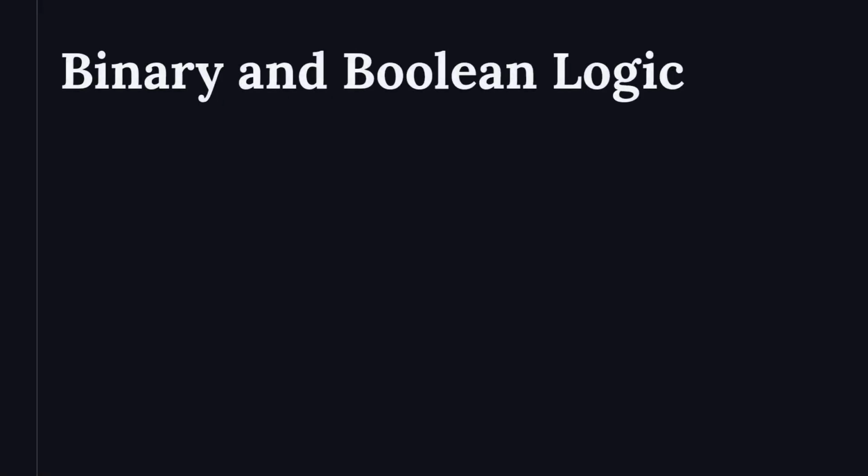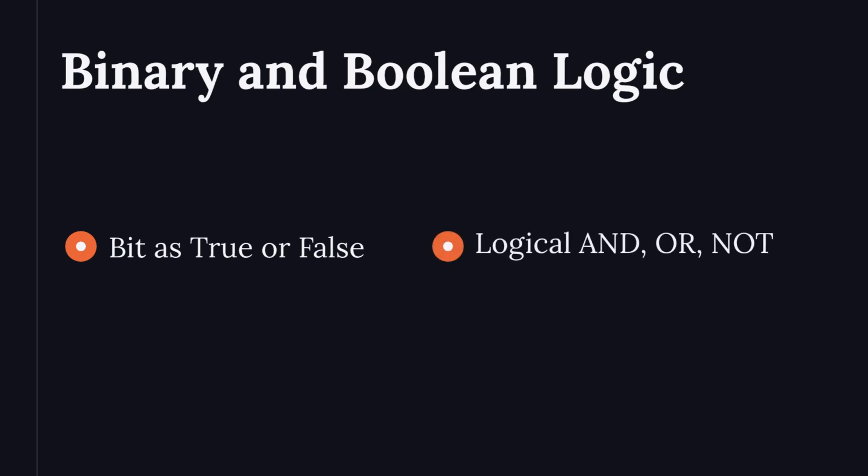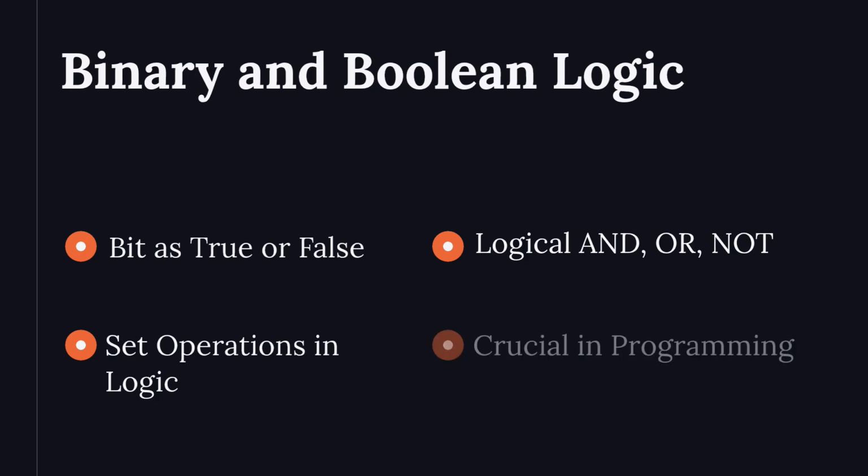Binary is closely connected to Boolean logic. Each bit can represent a Boolean value, true or false. Logical operations like and, or, and not operate on bits. These operations relate to set operations in Boolean logic. This connection is crucial for low-level programming and hardware control.